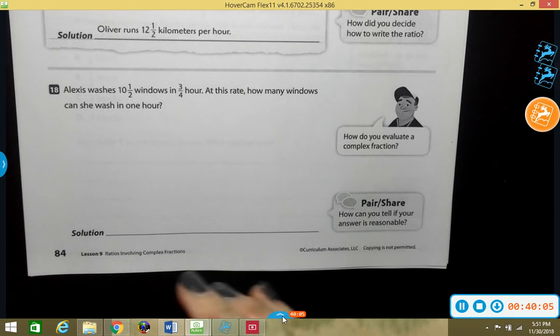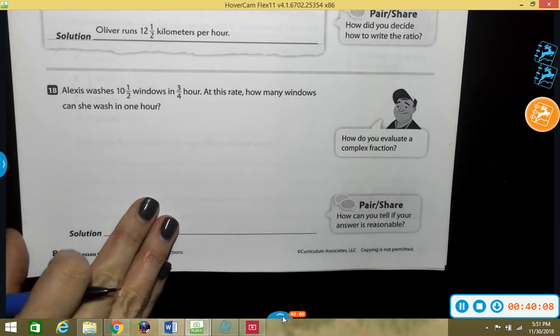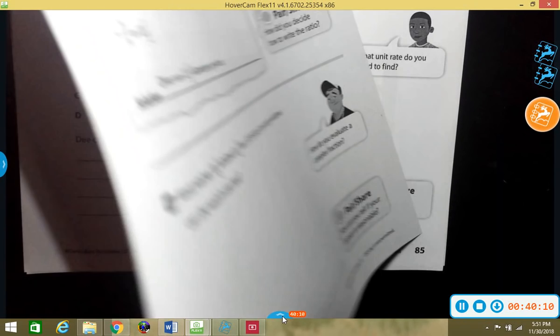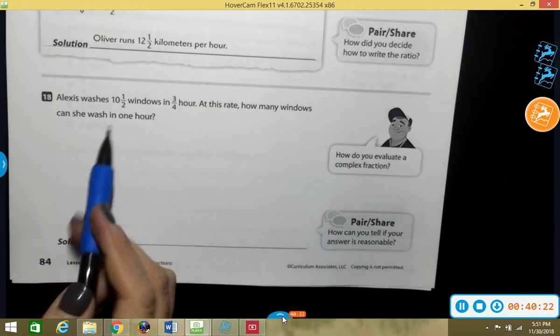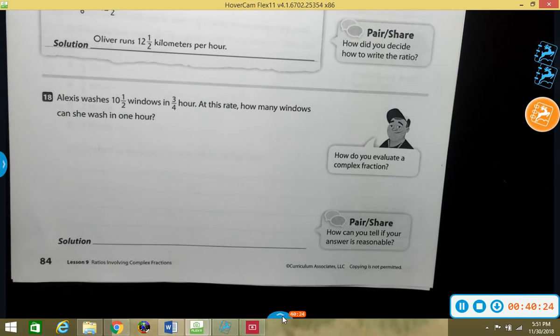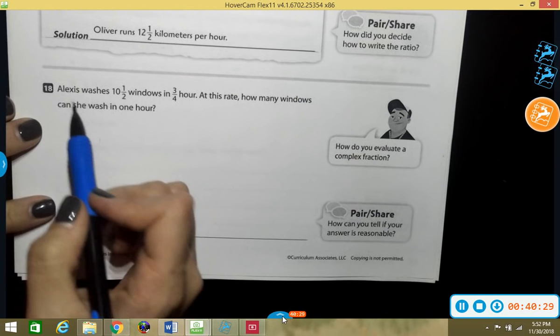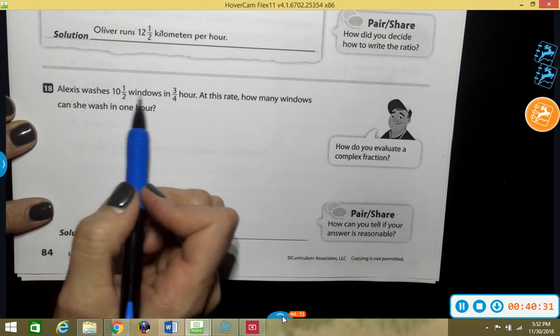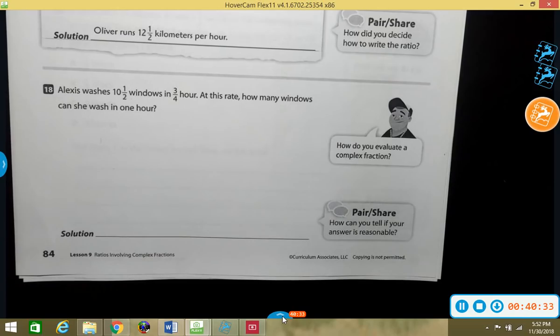Okay, we're going to do one more problem, and then I'm going to leave you working on pages 85 to 87. There are only a few questions on there. I'm going to work this one with you, and then you can work on 85 to 87. Alexis washes 10.5 windows in 3/4 of an hour. At this rate, how many windows can she wash in 1 hour?